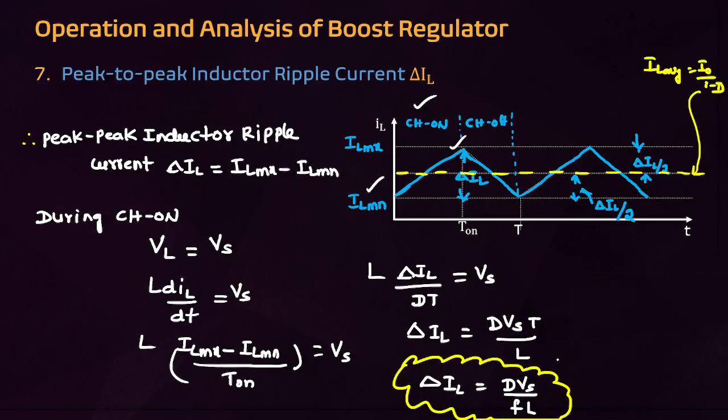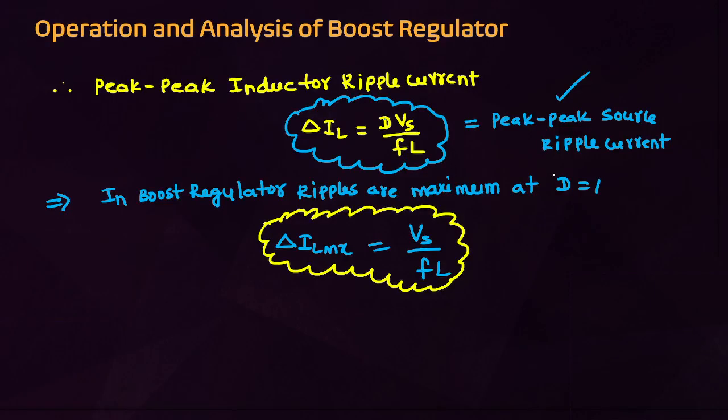Then what is the peak-to-peak inductor ripple current? Simple formula, very important: dVs by FL. In the case of a boost regulator, the peak-to-peak inductor ripple current is dVs by FL. But in the case of a buck regulator, it is D into (1 minus D) into Vs by FL, where the ripples are maximum at D equal to 0.5. But in a boost regulator, ripples are maximum at D equal to 1. Still not framed, but we can expect.